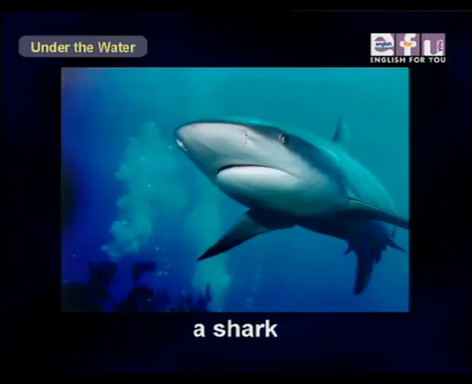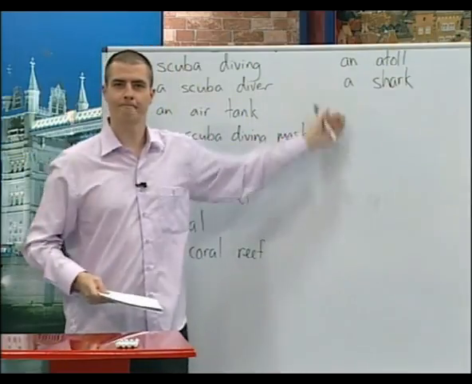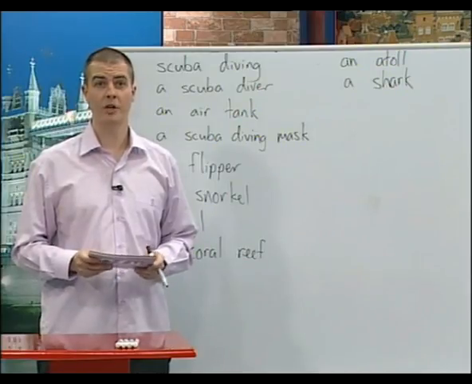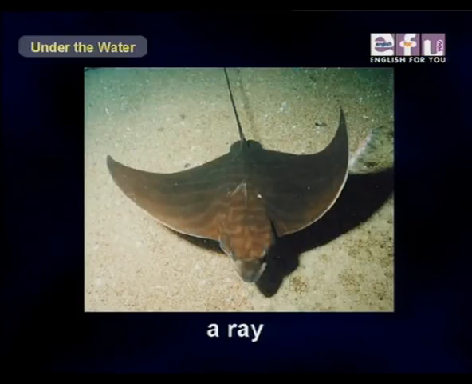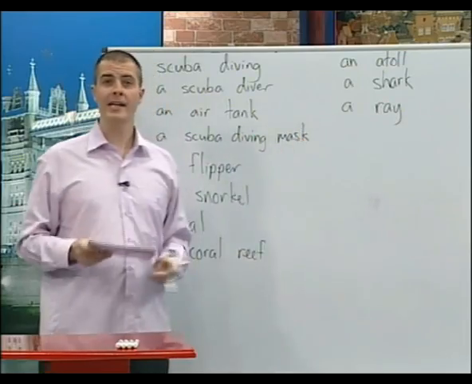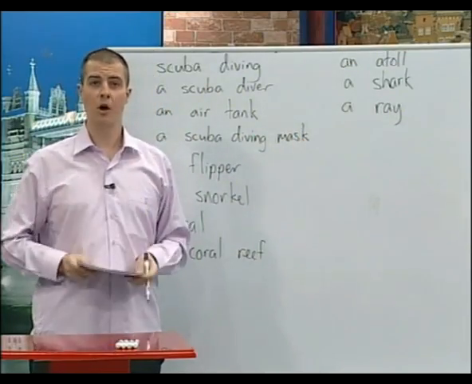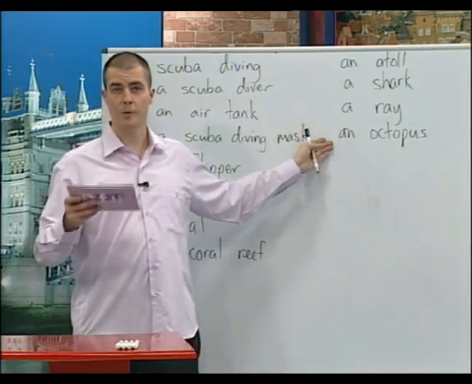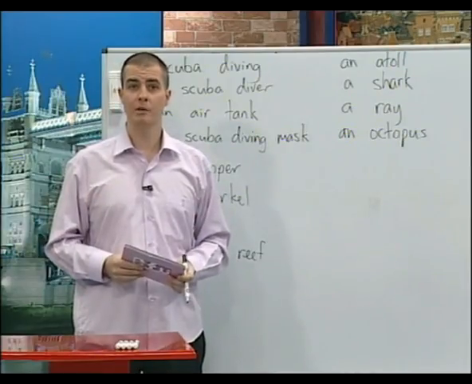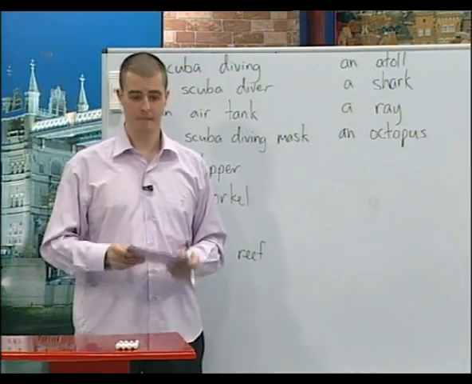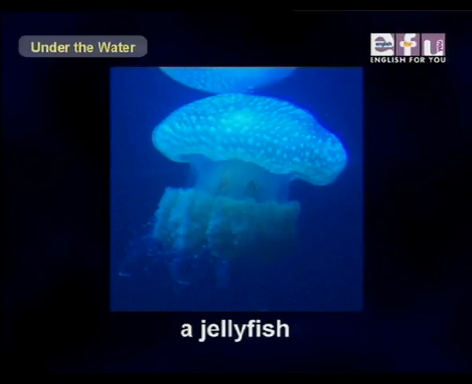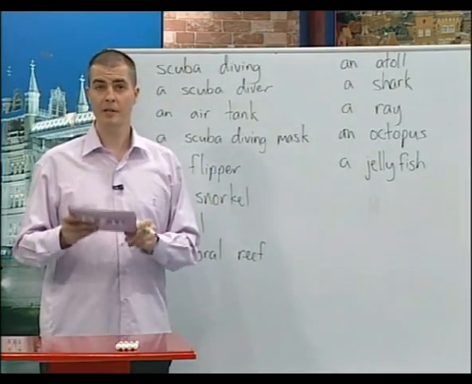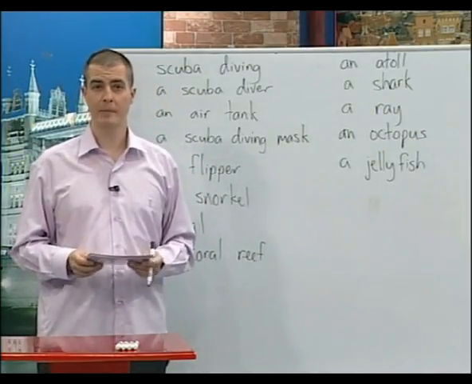A shark. A shark is a large carnivorous fish that has several rows of very sharp teeth. A ray. A ray is a large flat sea fish with a long pointed tail. An octopus. An octopus is a sea creature with 8 tentacles or arms. A jellyfish. A jellyfish is a round, transparent sea creature that sometimes stings people.